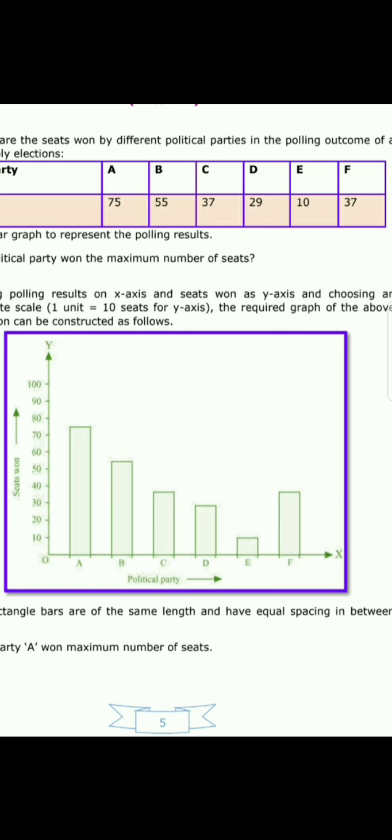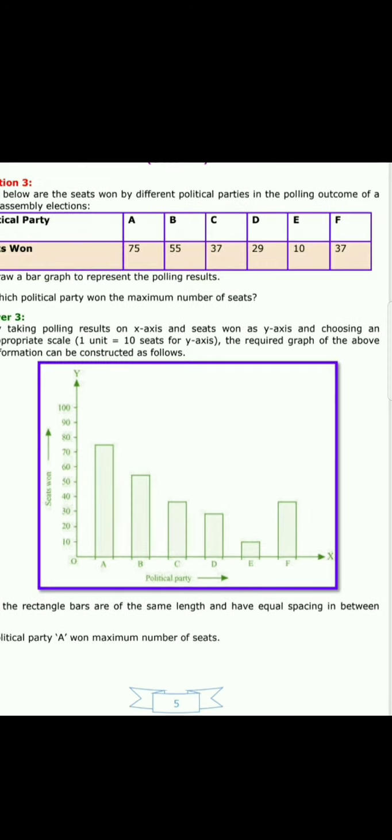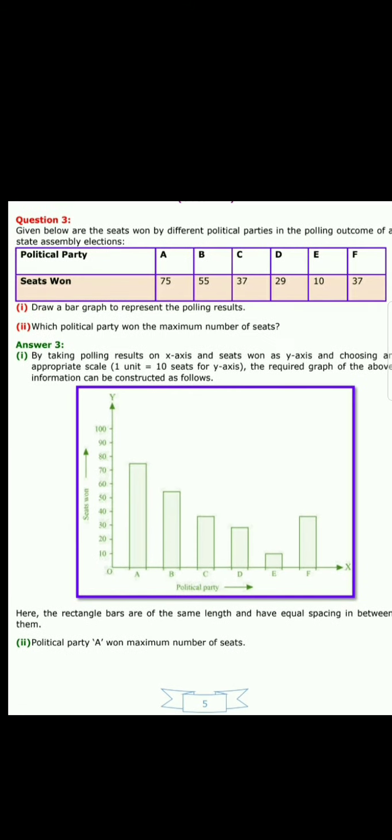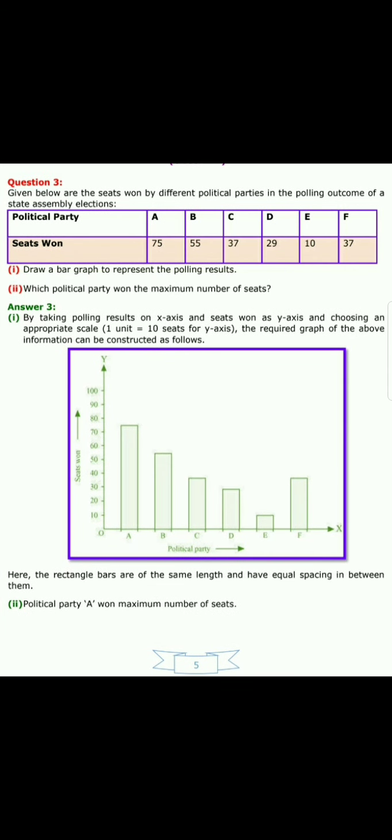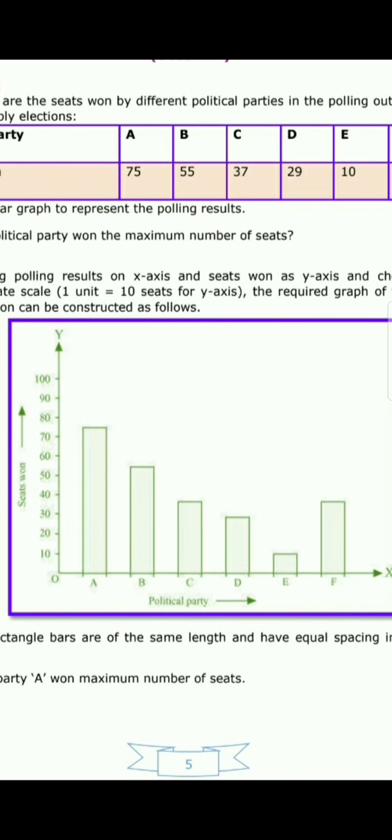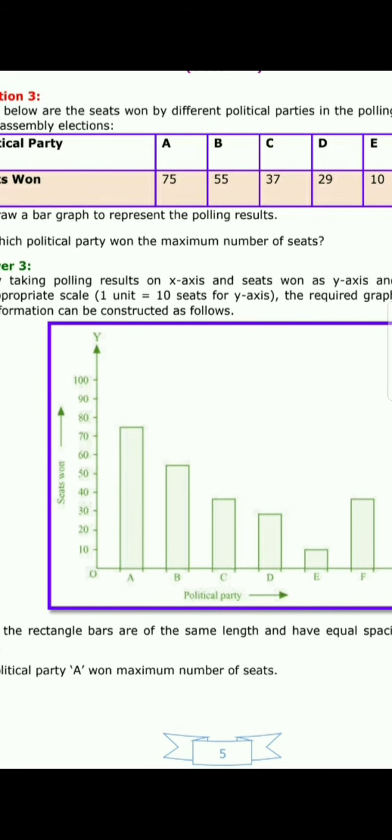E is the smallest. And we also have to give the answer for the question: which political party won the maximum number of seats? As you can see from the graph, the most seats are for political party A. So A won the maximum number of seats.